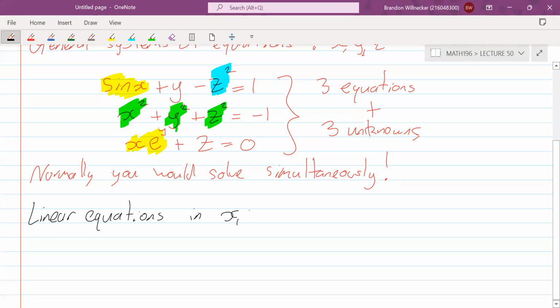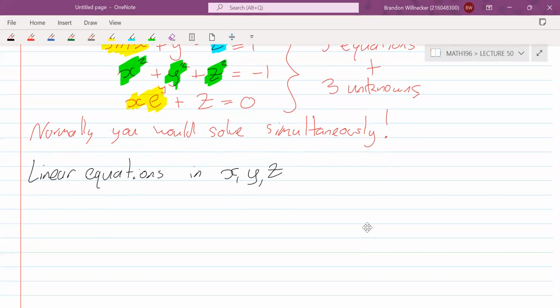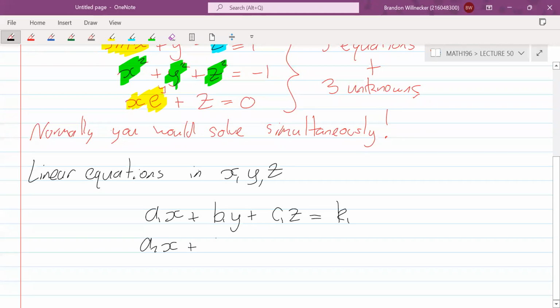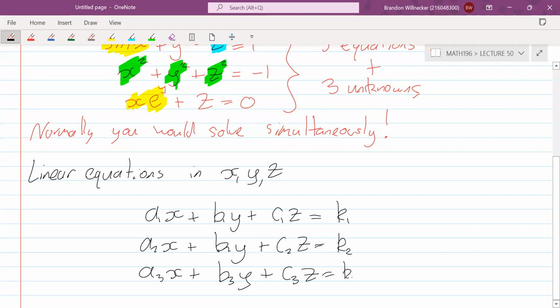So linear equations in x, y, z. These are just equations involving x, y, z, where x, y, and z are multiplied by some constant. So we can have a1x plus b1y plus c1z, let's say, is equal to k1. a2x plus b2y plus c2z is equal to k2. a3x plus b3y plus c3z is equal to k3.